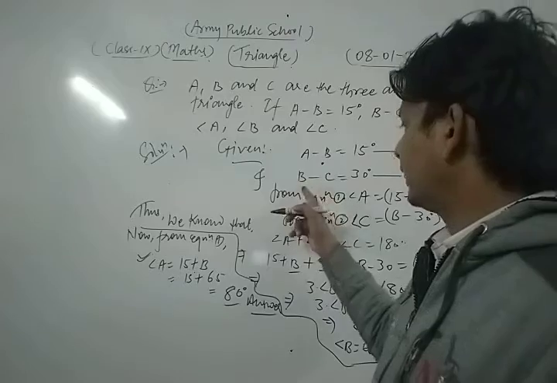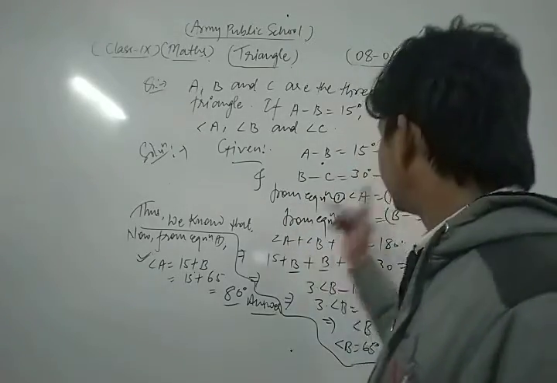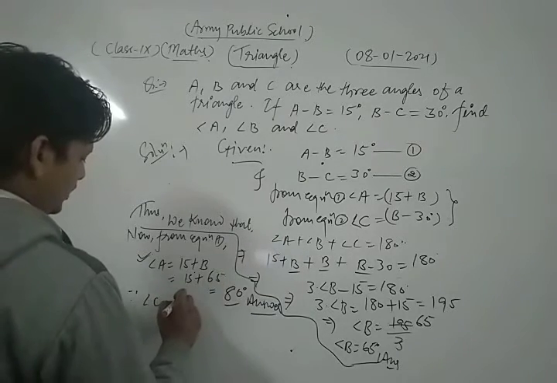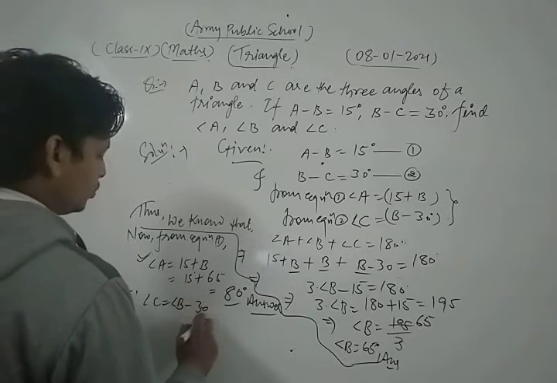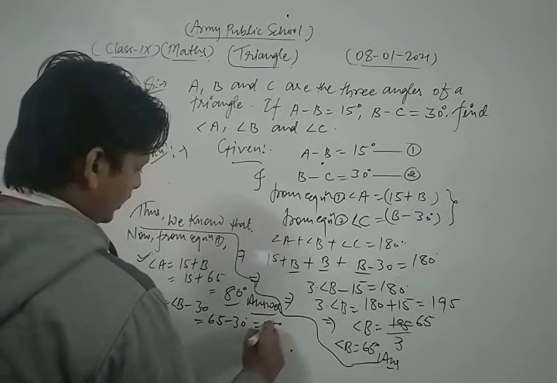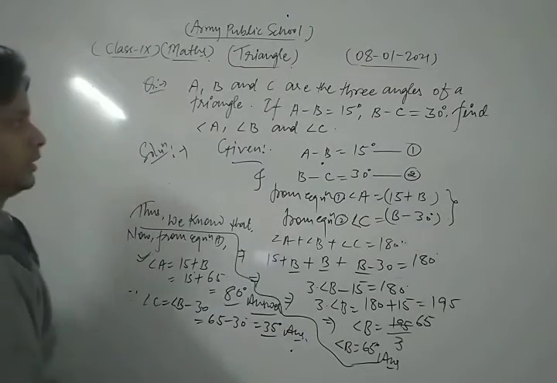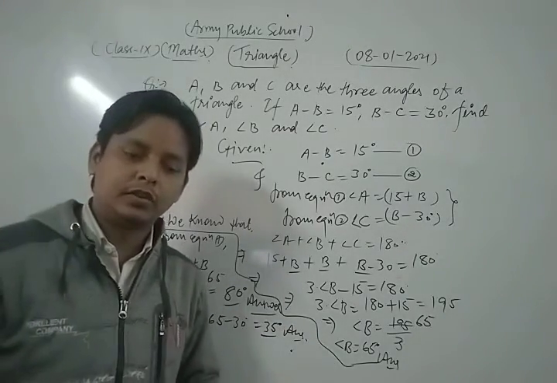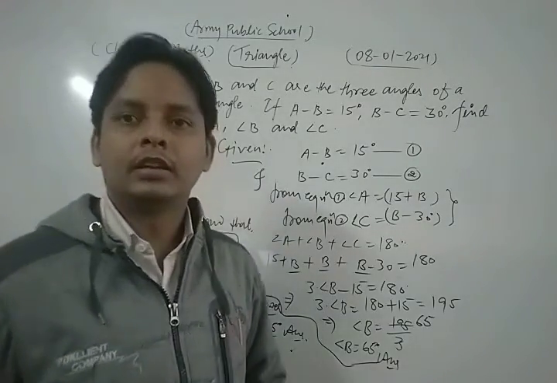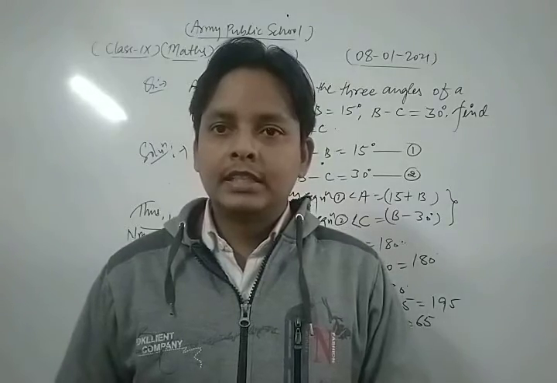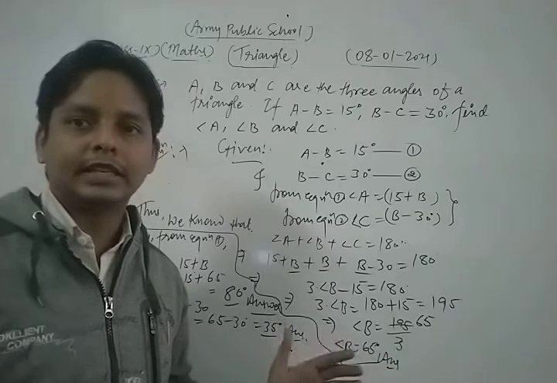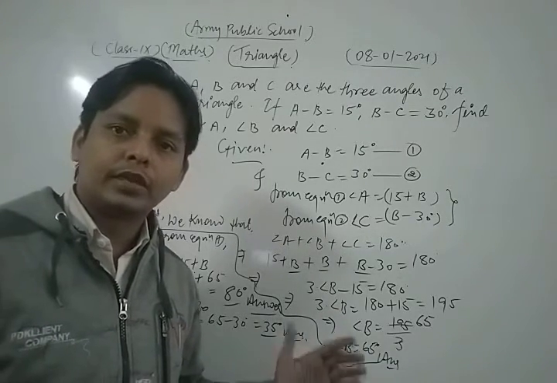Similarly, we put the value of angle B in the second equation. Angle C is equal to angle B minus 30 degrees, so 65 minus 30 is 35. So this is another answer. Thus, dear students, in this way you can solve each and every question of your NCERT exercise based on the topic Triangles. Now we take and solve some other important questions of your NCERT exercise.